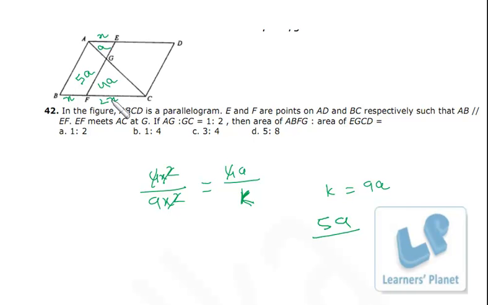Now triangle ABC and ACD: the diagonal divides the parallelogram into two equal triangles. So if the area of this triangle is 9A, the area of this triangle will also be 9A, right? But we want the area of EGCD. So the area of ACD is 9A. From that, if we deduct the area of AGE, we will get the area of EGCD. So from 9A, if I deduct A, I'll get 8A. So the area of ABFG to the area of EGCD is 5:8.